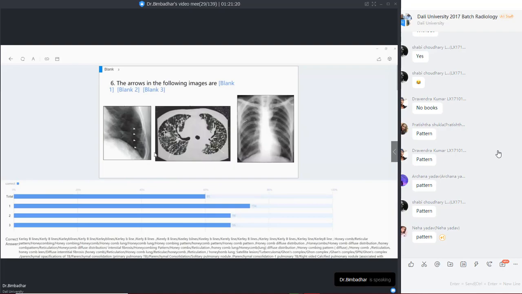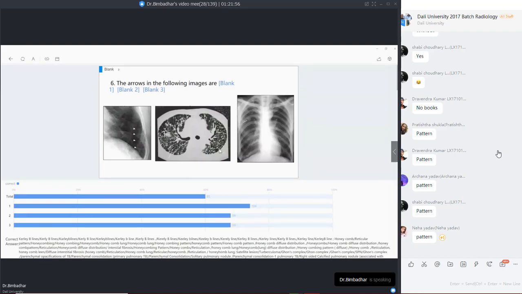Okay, here I am looking at a very, very classical picture of honeycombing. You see here, the arrows in the following images are showing up patterns. I'm always asking you about a pattern. So people, whoever wrote the answer to this one as pulmonary edema, whoever wrote this one as interstitial pneumonia, no, your answers will be wrong. This is a pattern. Whenever an arrow is pointed, I'm asking you to recognize a single radiographic feature.